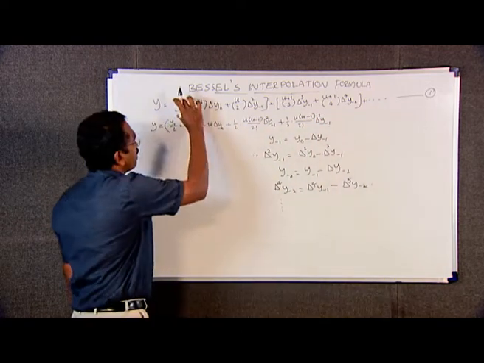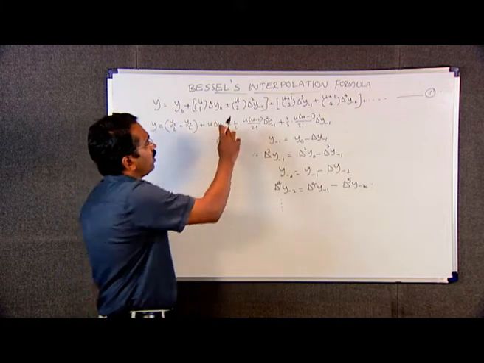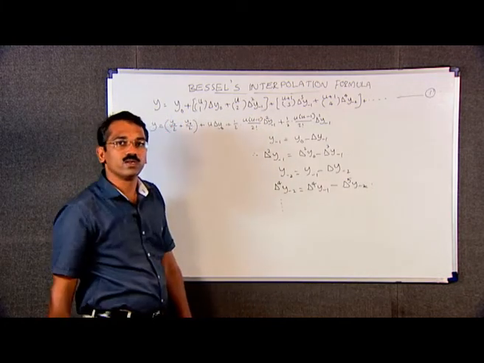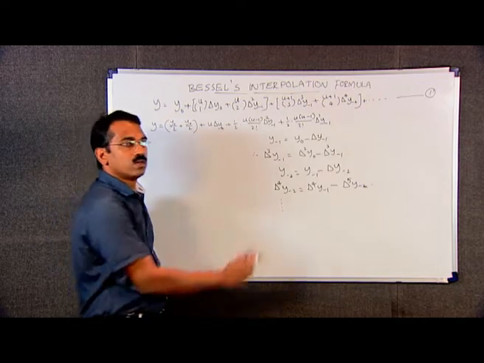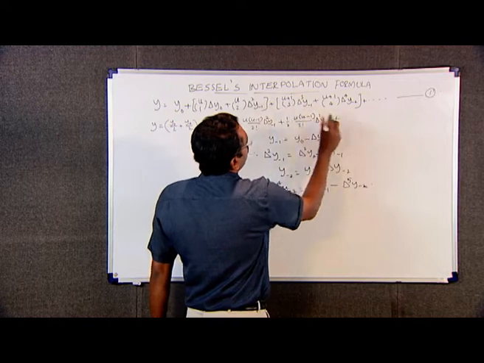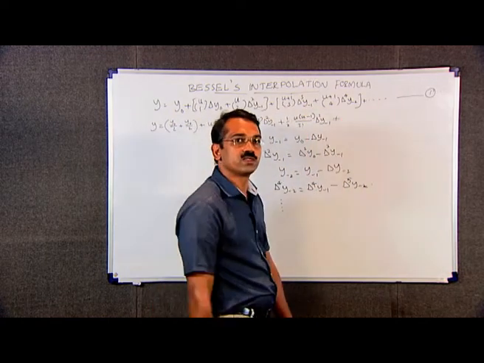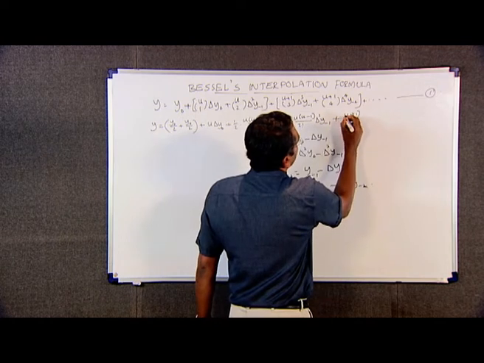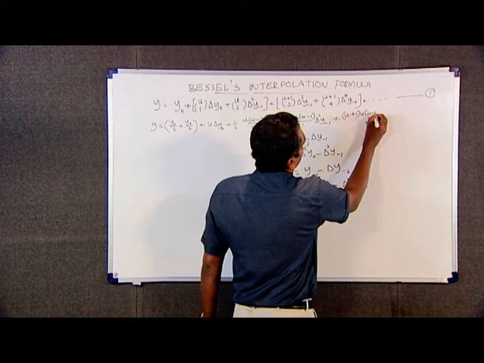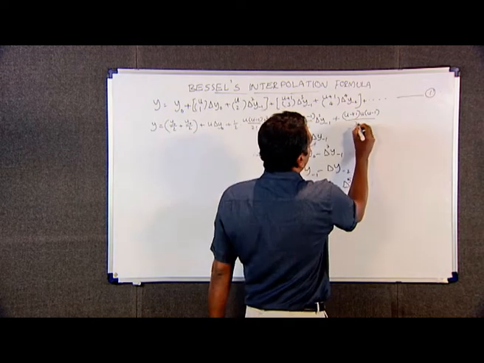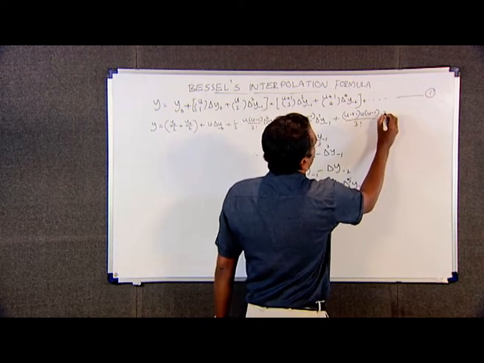We split this first term and then the third term into two equal parts. Plus, the next term is (u plus 1)C3. (u plus 1)C3 means (u plus 1) into u into (u minus 1) all divided by 3 factorial into delta raised to 3 y minus 1.